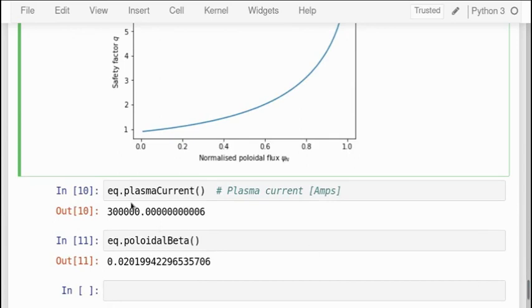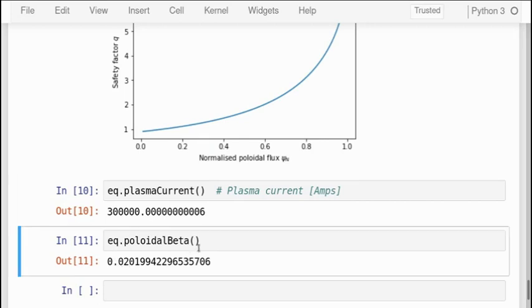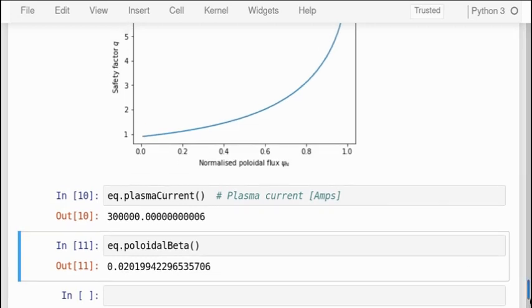Finally, we can ask for the plasma current. In this case, we constrained the plasma current to be 300 kiloamps, and that's what we've got to within numerical error. We can then ask for the poloidal beta, which here we didn't constrain because we constrained the plasma pressure. You can see here we've got 2% poloidal beta. You could constrain the poloidal beta, and then obviously that should come out as the value you've constrained it to.